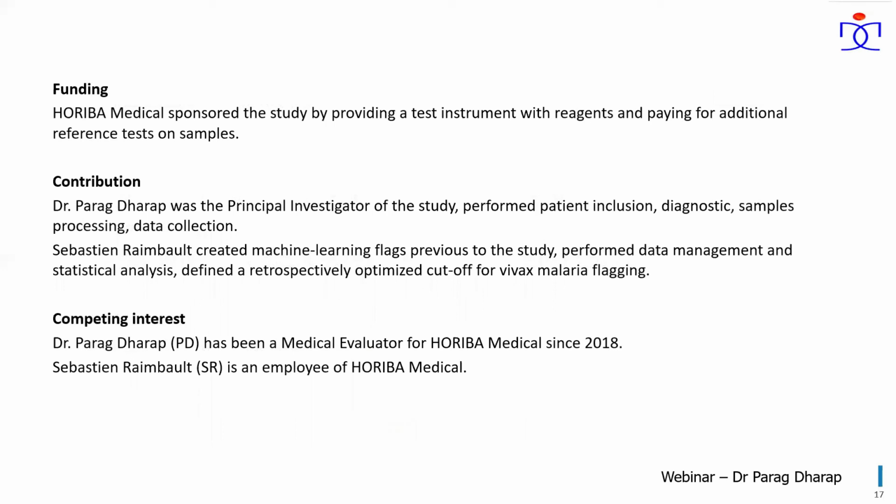HORIBA Medical sponsored the study by providing a test instrument with reagents and paying for additional reference tests on samples. Dr. Parag Dharap, myself, a consultant pathologist, was the principal investigator of the study and performed patient inclusion, diagnostics, sample processing, and data collection. Sebastian Reinbold created the machine learning flags previous to the study, performed data management and statistical analysis, as well as defined a retrospectively optimized cutoff for Vivax malaria flagging. Sebastian Reinbold is an employee of HORIBA Medical.